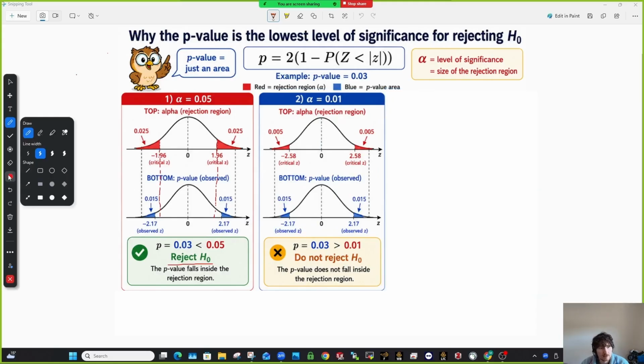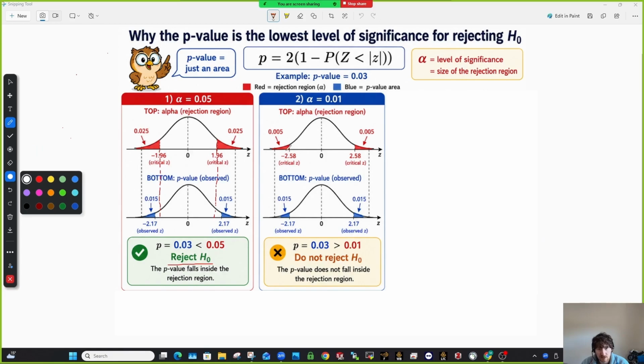Now, this infographic isn't drawn very to scale. As you can see, this is minus 2.58, and this is a much smaller area than this, but they drew the area here to scale. So realistically, this shouldn't be here. Hopefully that makes sense to people, because if alpha is only 1%, that red area, this rejection region, should be very, very small. Okay.